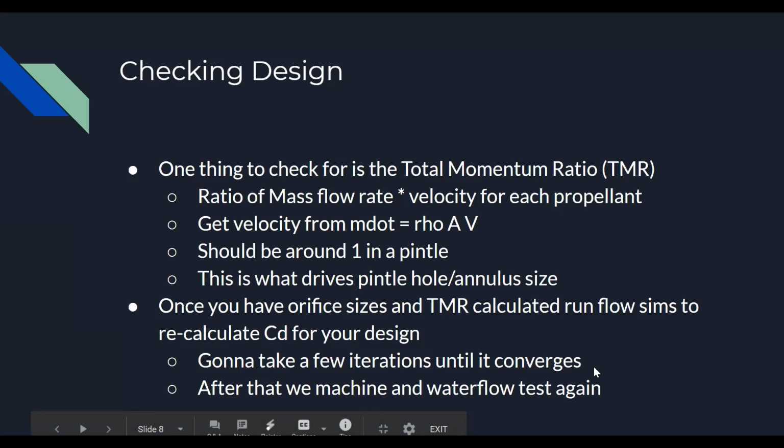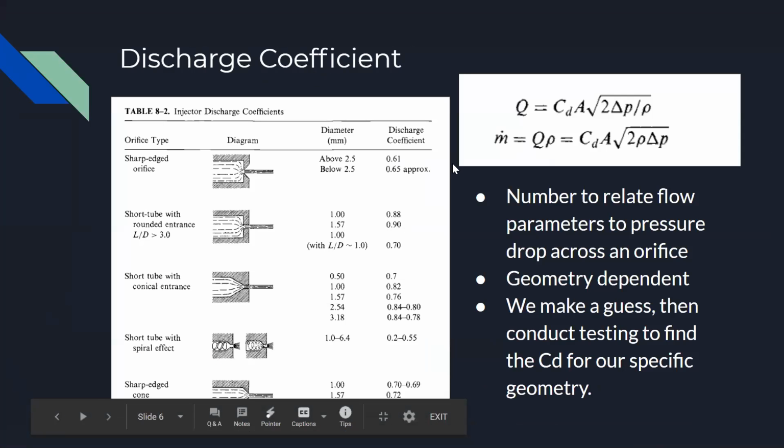Basically, you take a discharge coefficient guess, and you calculate your orifice areas based on that, and then you run a flow sim. Based on the results from your flow simulation, you plug everything back in and calculate what the discharge coefficient is there, and then you use that to start over and calculate the areas. To kind of show that, I'll go back to the equation.